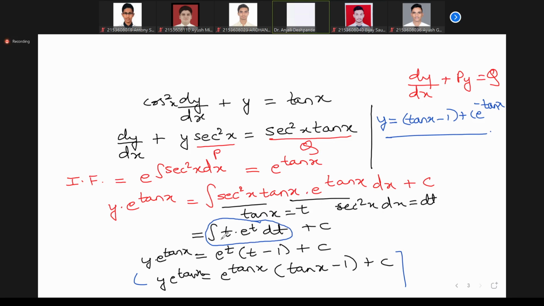Now I wrote it directly because many times you might have done this. t into e raised to t, it is the most common one. Either t into e raised to t or t into e raised to minus t. These are very, very common. So I've directly written the answer, but otherwise it is integration by parts. You can do it. You know the UV rule, no? Everybody knows the UV rule, the integration by parts rule. Yes, ma'am. So that rule we are applying and doing integration by parts.